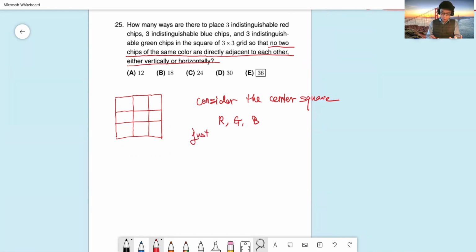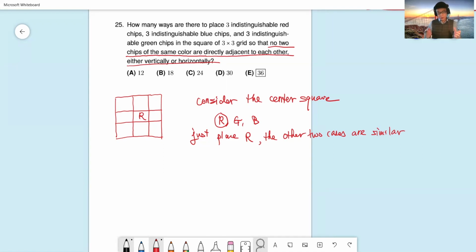Just place R and then we get a number, and we will multiply the number by 3. The other 2 cases are similar. Okay. So suppose the center part is R. Now let's see how many ways we can have this.